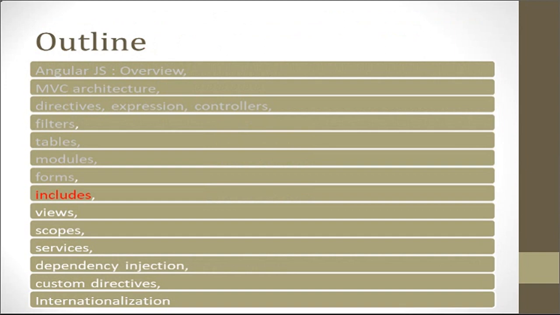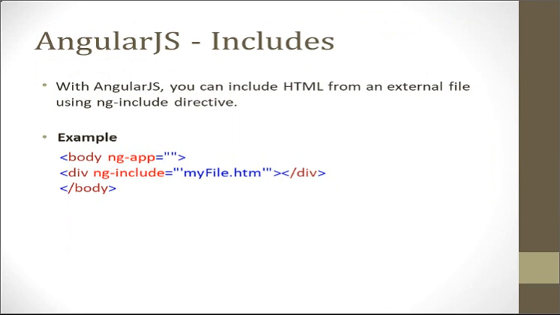Let's begin with include. What is the use of includes in AngularJS? With AngularJS, we can include HTML and external files using the ng-include directive. With the help of include, we can include any external file. That is the purpose for which include is used in AngularJS.